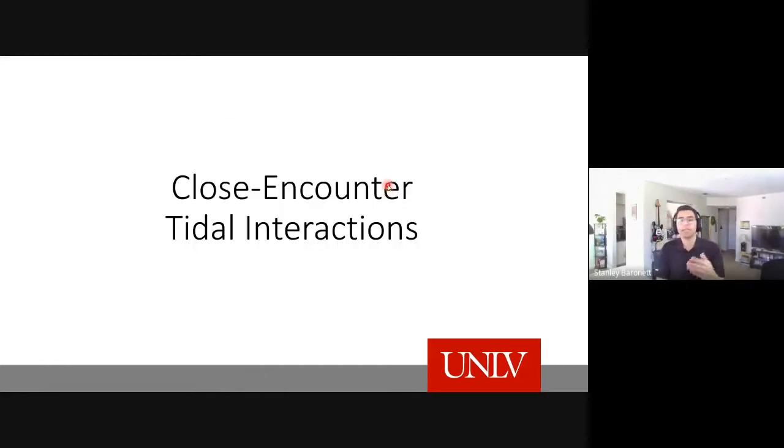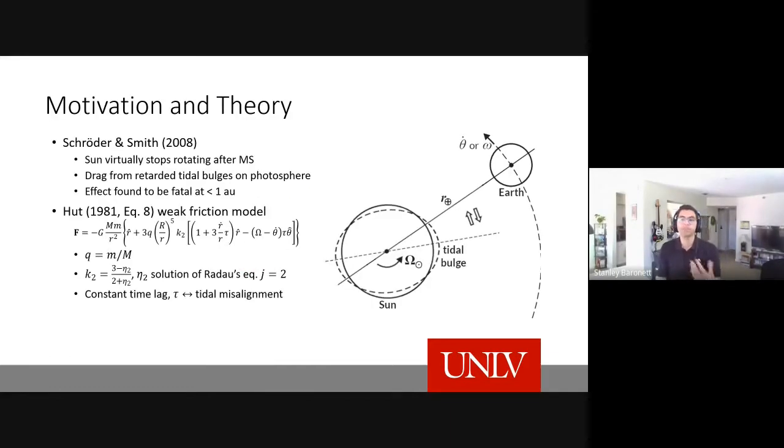So let's now move on to the second source of uncertainty we discussed earlier, which is how the future of our solar system would look, and the terrestrial planets in particular, when you have these close encounter tidal interactions. Some of the motivation for us looking into this is that in Schroeder and Smith's paper in 2008, they state that the sun will virtually stop rotating after the main sequence. This is due in part to conservation of angular momentum, but also magnetic braking that results from interactions between the star's magnetic field and stellar wind.